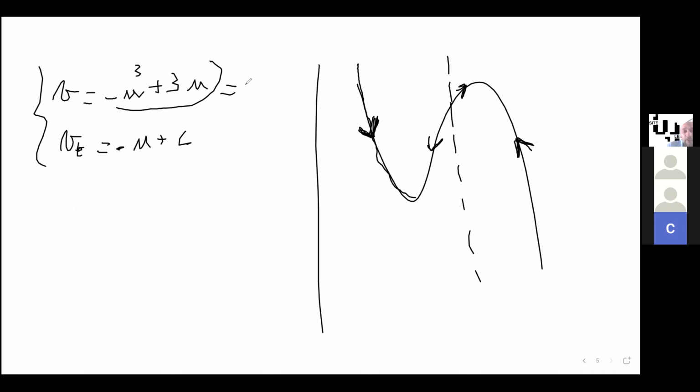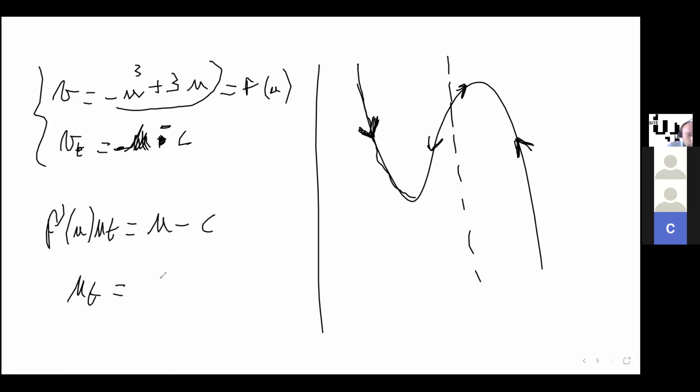So it's f of u here, but that was also my phi. So I will get here f prime u ut equals, so sorry, it's u minus c, right? And so I get that ut equals u minus c divided by f prime of u.